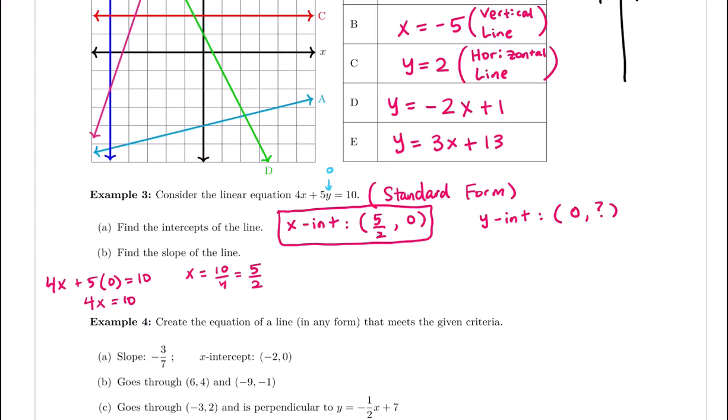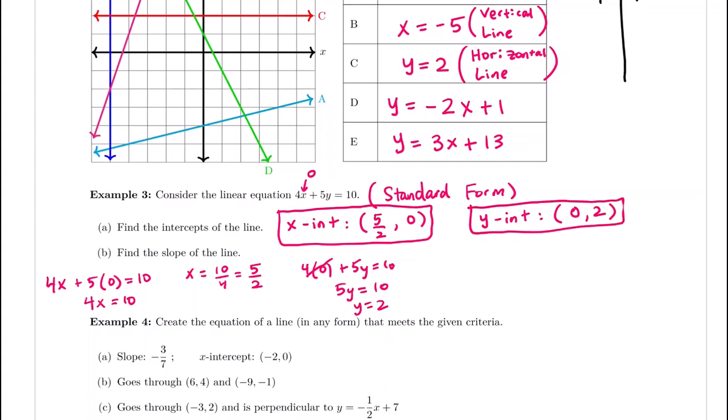And then for my y-intercept, I am going to do something similar, except now I'm going to replace the x-coordinate with 0. And if I do that, then we get 4 times 0 plus 5y equals 10. This will become 0, and then I get 5y equals 10. So 5 times some number is equal to 10. If I divide 10 by 5, that gives me y equals 2. So coming back over to my y-intercept, this is going to be 0, 2. And those are my intercepts and my answers for part A.